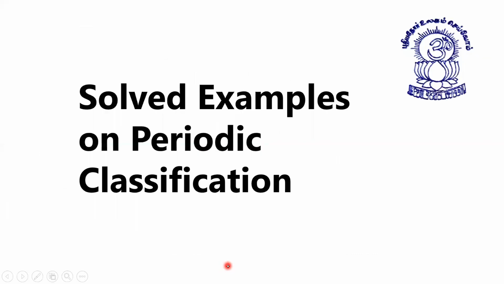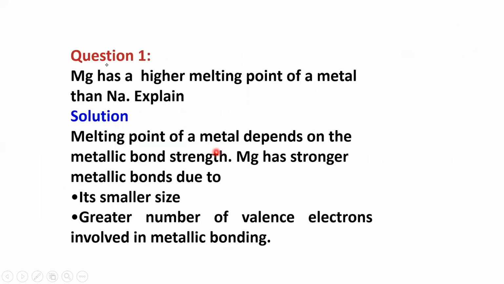Next, solved examples on periodic classification. Based on this periodic classification, you will get trends of periodic properties, which is most important. So usually you'll get trends. Magnesium has a higher melting point than sodium. Explain. The melting point of a metal depends on the metallic bond strength. Magnesium has stronger metallic bonds due to its smaller size and greater number of valence electrons involved in metallic bonding. So that's why magnesium has a melting point greater than sodium.